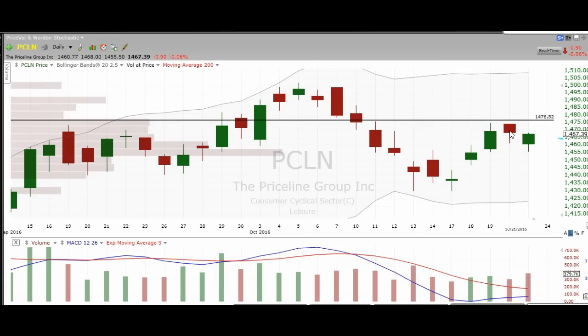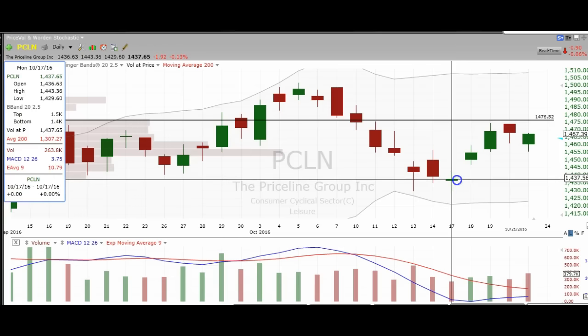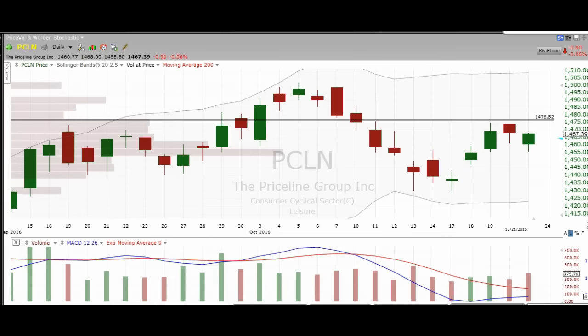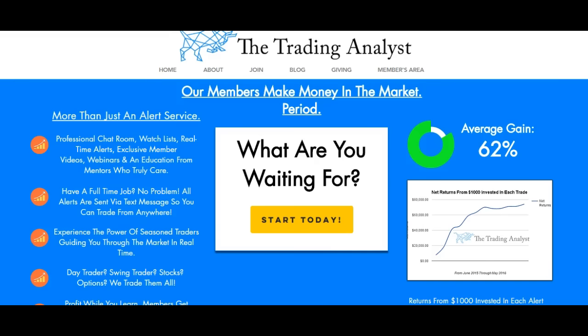So more than likely, based off of those things that I've mentioned here, we are going to be heading lower here on Priceline, and you can look for this gap to fill right here, and that gap is right at 1437.65.